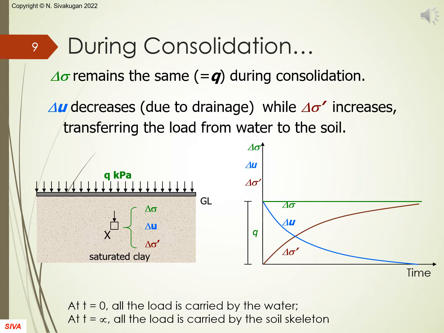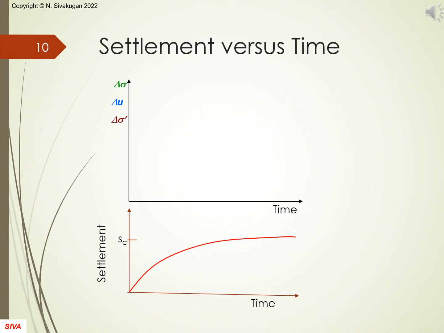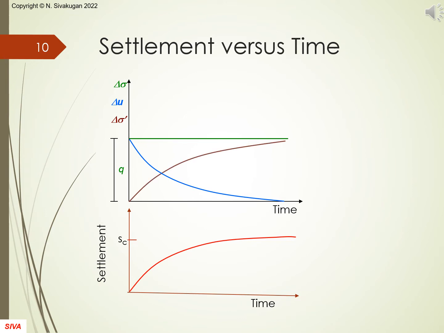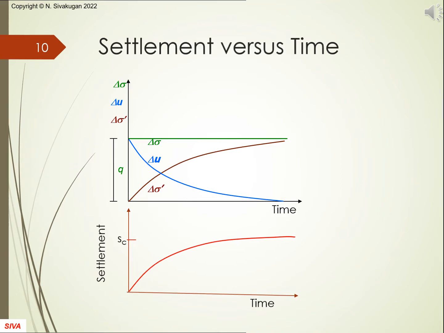Here, you can see the variation of delta sigma dash, and delta U with time. At time of infinity, the consolidation settlement reaches an asymptotic value of SC, which is the final consolidation settlement. When that occurs, there are no excess pore water pressures, but we still have the in situ initial pore water pressures. During consolidation, at all times, delta sigma equals Q equals delta sigma dash plus delta U.